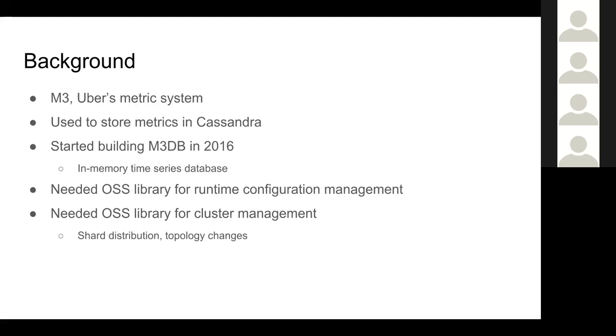Originally, all the metrics were stored in Cassandra, and then we found a lot of operation issues and inefficiencies with running lots of huge, large Cassandra clusters. That's why we started building this database called M3DB in 2016, which is an in-memory time series database, and it's optimized for time series data.